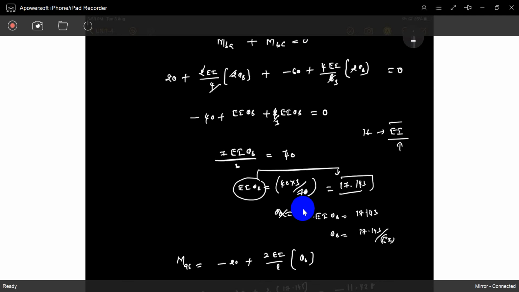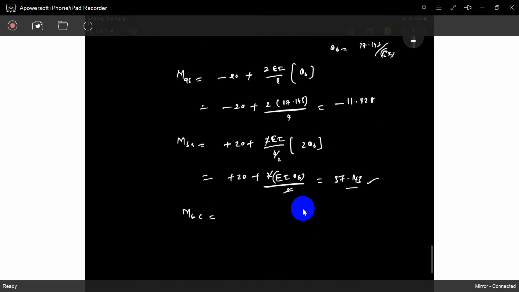EI should not be negative, right? EI is flexural rigidity. It shouldn't be negative. That means theta B is positive. That means theta B is a clockwise slope. Understood? Clockwise slope. That is also one thing you have to measure. I will show it later.